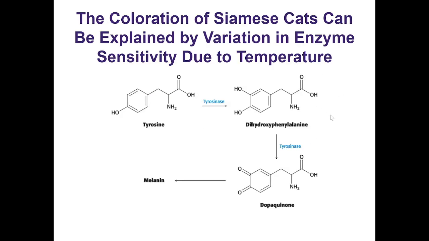Okay, so let's talk a bit about the coloration of Siamese cats, because why not? This can be explained by, again, the variation in enzyme sensitivity due to temperature. So here we see the tyrosine. This is tyrosinase. It will convert us to this form right here. Tyrosinase can also convert it to this right here. Eventually, that goes on to melanin. Melanin being the coloring in most animals, right?